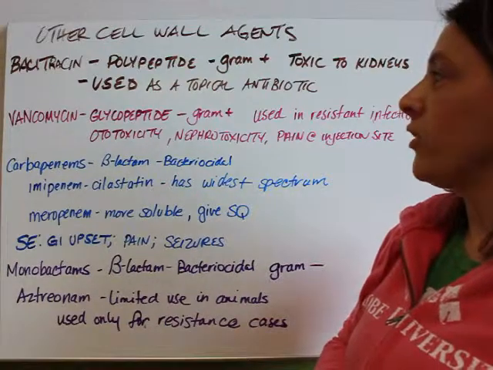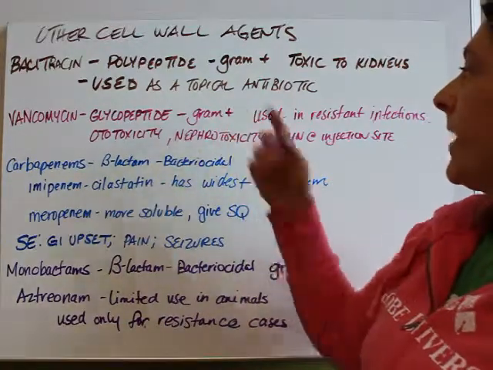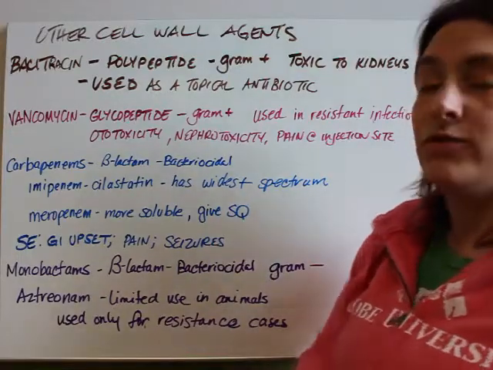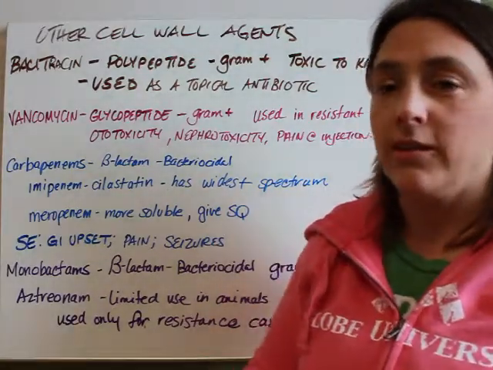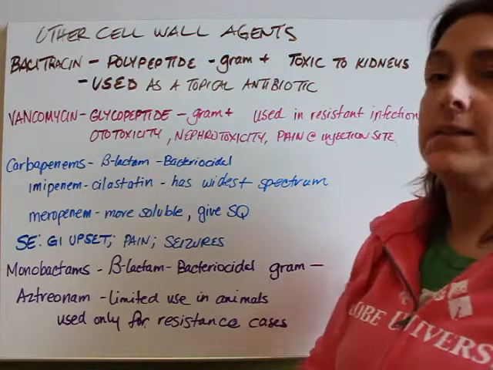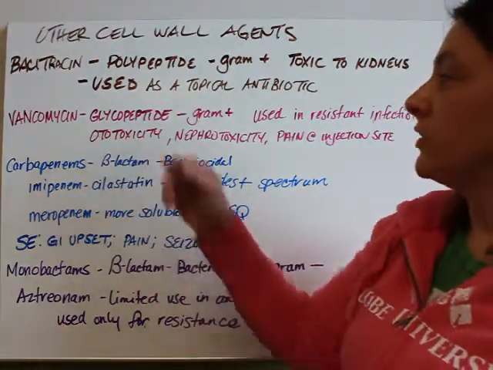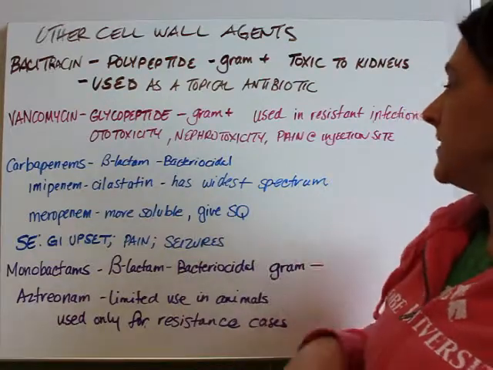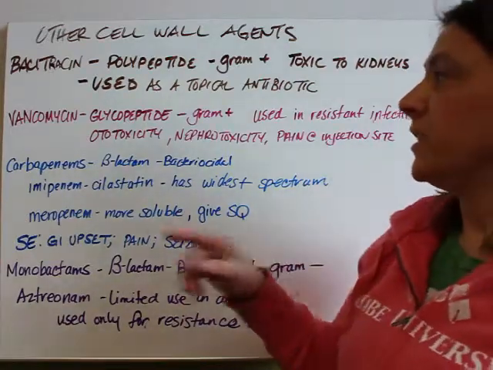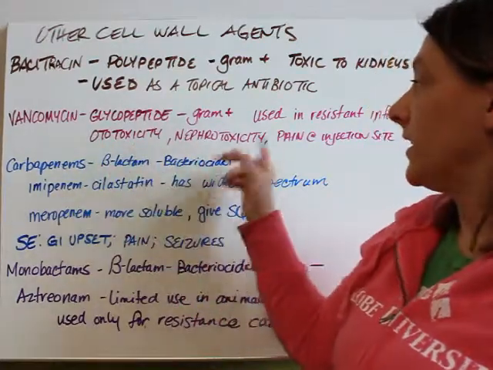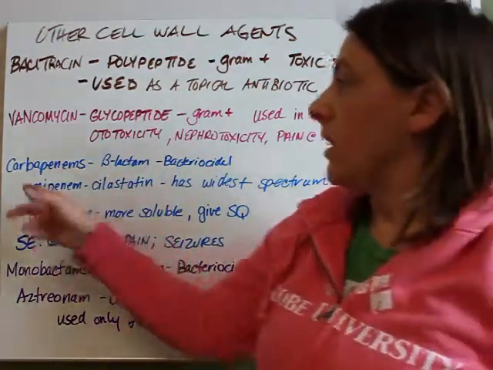Vancomycin, this is a glycopolypeptide. It is gram-positive, and it's used in resistant infections, kind of towards the end there, when the other drugs like fluoroquinolones and cephalosporins don't work. It can cause ototoxicity, nephrotoxicity, and pain at the injection site. So it can cause deafness, and it can cause renal issues.